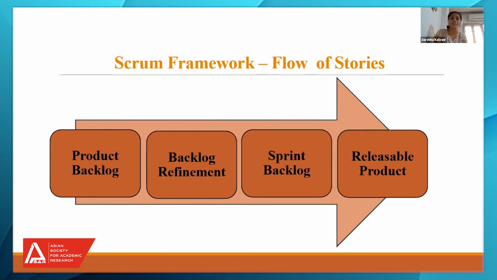This is the flow of user stories into Scrum. First of all, when a stakeholder gives any requirement, the requirements are converted into user stories, and the user stories are entered into the product backlog. The user stories entered at the product backlog stage are unrefined. This means they are not detailed, raw user stories. At the backlog refinement stage, the user stories will be detailed.